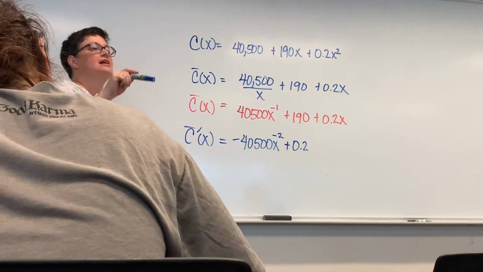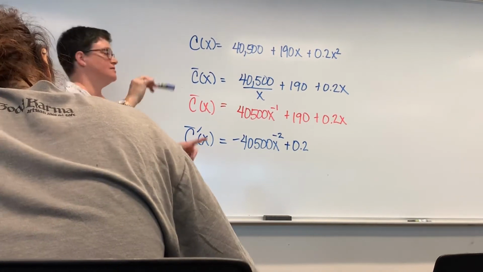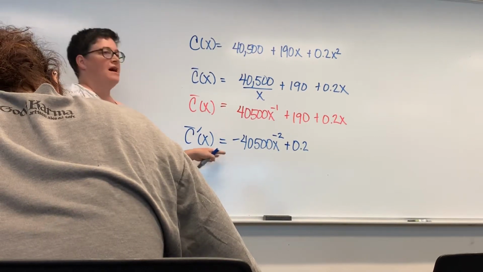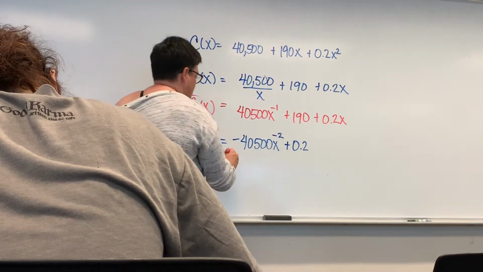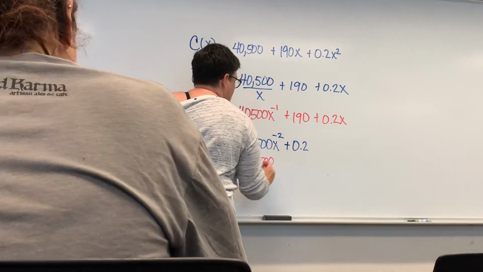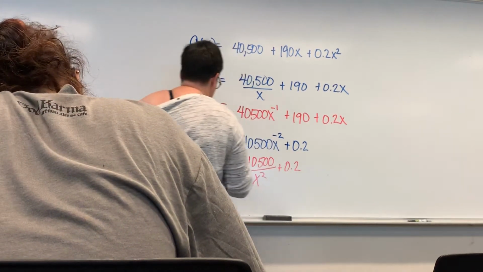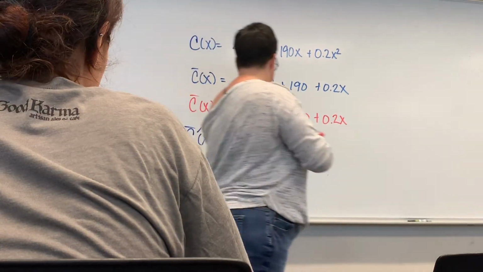Maria, you found a mistake. Remind me to remind the class after this problem is done, okay? All right. So that was not bad. Can I rewrite this so that it's pretty again? Yes. Negative 40,500. I'm going to drop the x squared downtown, plus 0.2. And this is still my derivative of average cost.